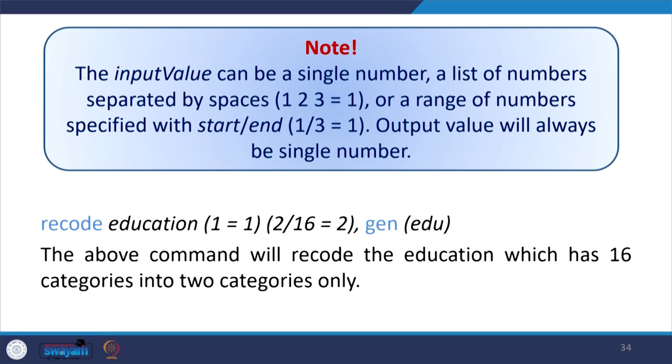So, the output value will always be a single number. So in recode, here for education I have mentioned 1 as 1, you want to keep 1 as 1, so it will continue with 1. Then the rest, 2 to 16, as years of education go till 16, you want to keep as 2. Maybe you want to give importance only to whether a person has education or not. So your 2 commands are going to give you whether the person is educated with more than 1 year of education or not.